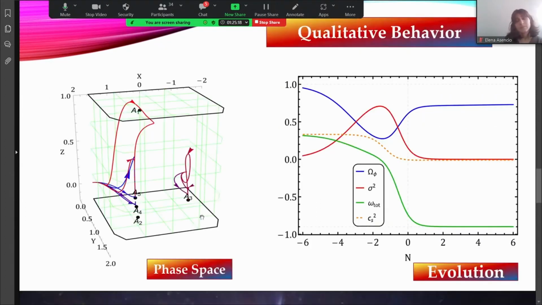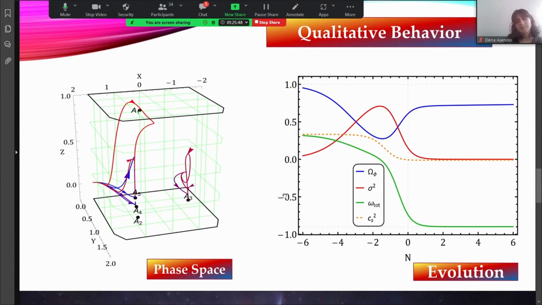So now we have also seen some qualitative behavior. On the left, we are plotting the phase space of the system. The phase space is three-dimensional, where x and y represent the field parameters. On the other hand, z captures the interaction parameter. And here we are getting some critical points: A1, A2, A3, A4, and A5. So A3 is a phantom point, in which the interaction vanishes.